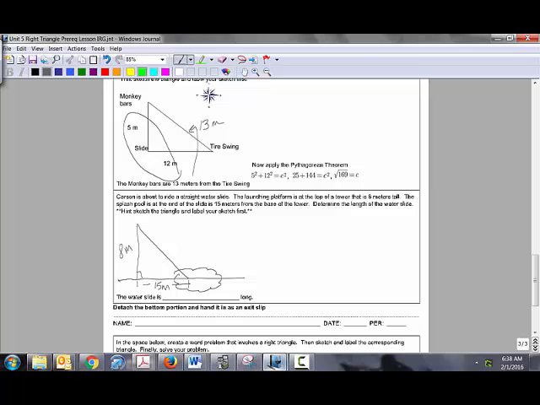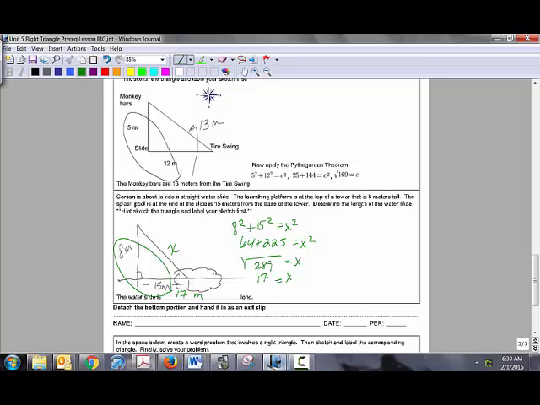Now that I have my triangle set up, I'm going to write my equation applying the Pythagorean theorem. 8 squared plus 15 squared is x squared. Probably should put the x on the drawing also. And then I have 64 plus 225 is x squared. X is going to be the square root of 289. X is equal to 17. So the water slide is 17 meters long.